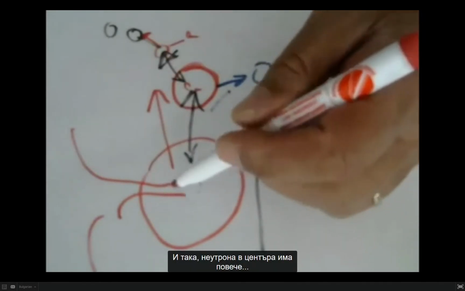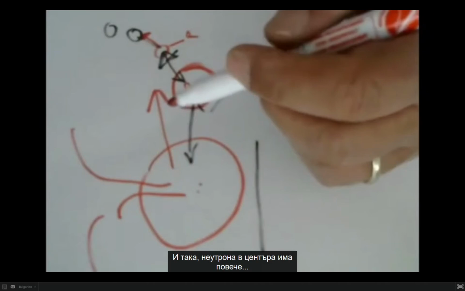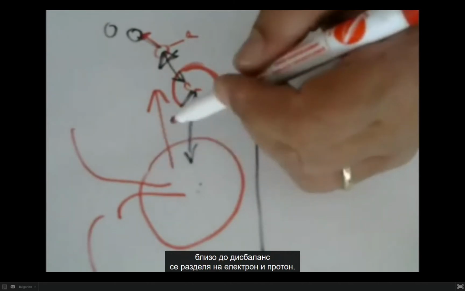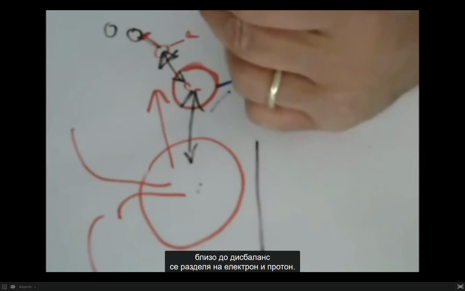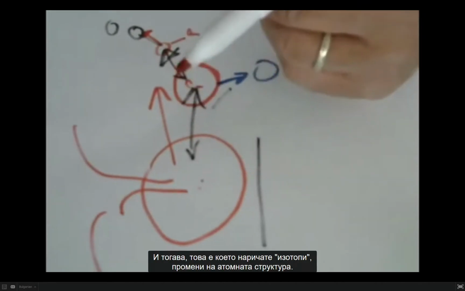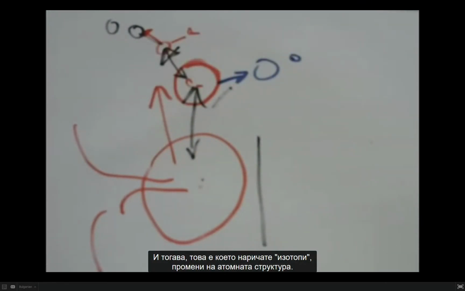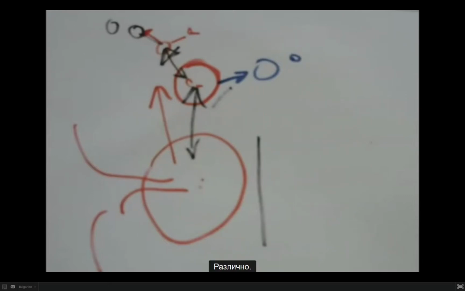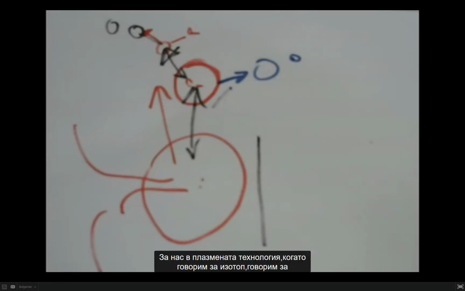So the neutron in the center, nearer to this balance, divides into electron and a proton. And then this is what you call isotopes, atomic structure changes. We are looking at isotopes in a very, very specific, narrow-minded way. For us in the plasma technology, when we talk about the isotope, we talk about isotope not only in proton, but in subatomic, subproton levels, and in neutrons and electrons.